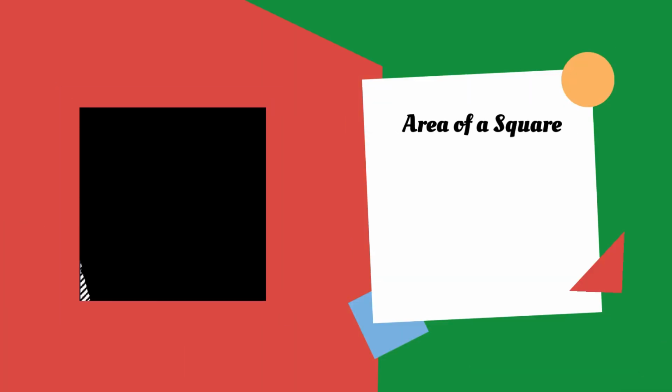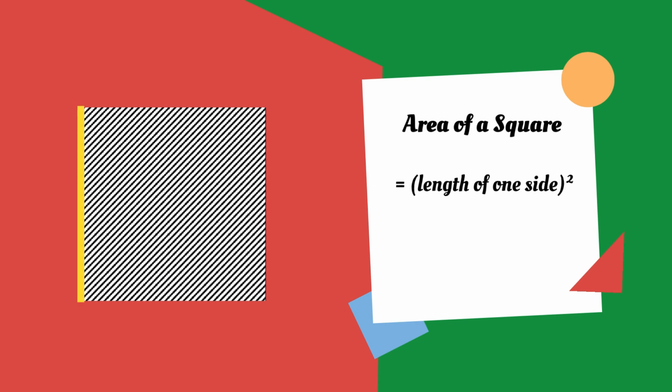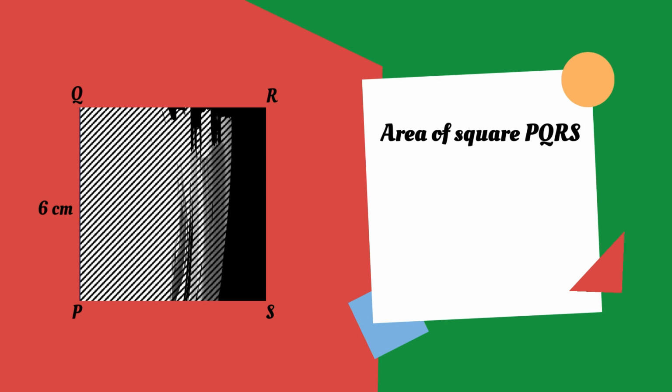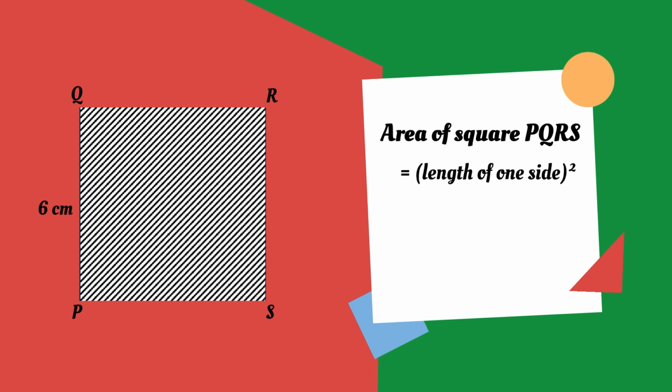The area of a square is the square of the length of one of its sides. Let us now calculate the area of a square having a side length of 6 cm. The formula for the area of a square is the square of the length of one of its sides. Replacing side length by 6 cm, we get the area as 36 cm square.